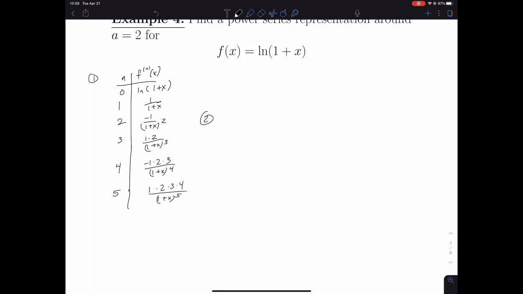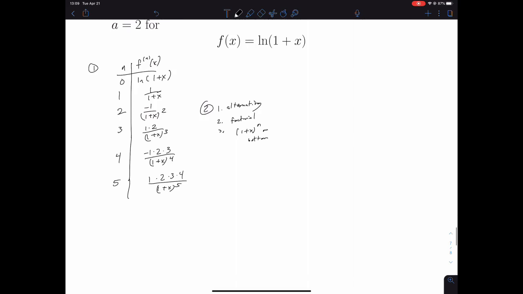So here, let's make my list. So 1, it's alternating. Good. 2, I've got a factorial on the top. And 3, I've got the 1 plus x to the n on the bottom. If this feels like the last example, that makes sense because the natural log is the integral of 1 over x. So it makes sense that these should be similar. They should have kind of the same pieces.